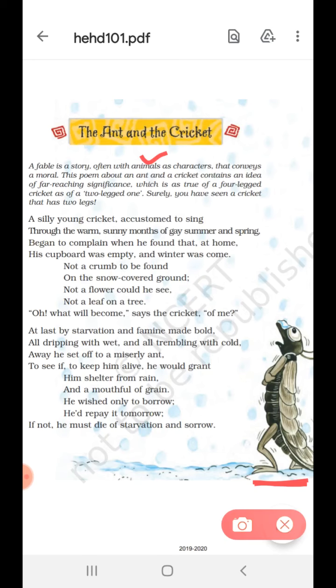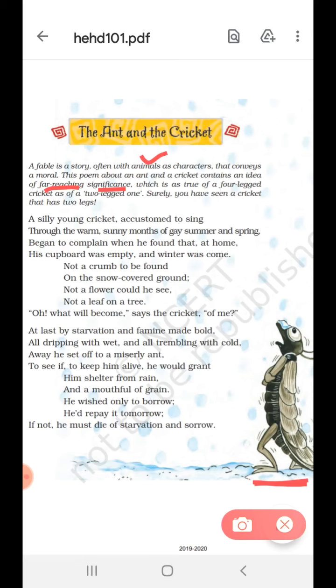or meaning. So this poem about an ant and a cricket contains an idea of far-reaching significance. Far-reaching significance means the result which is going to happen in future. Clear? So, which is as true as four-legged cricket as of a two-legged one.